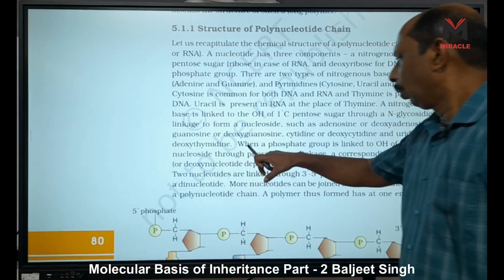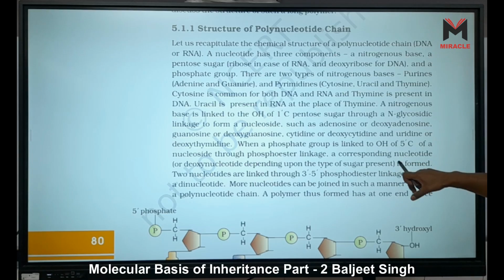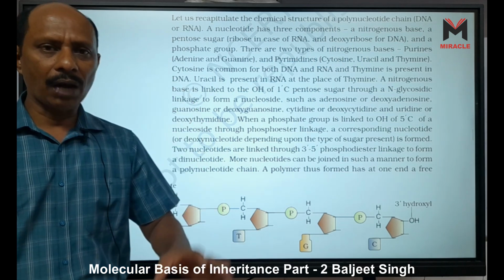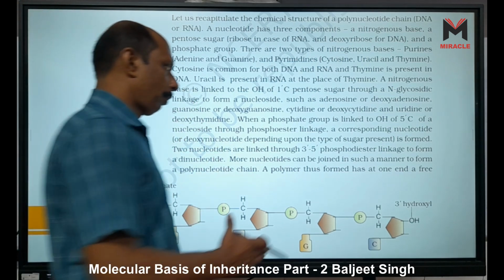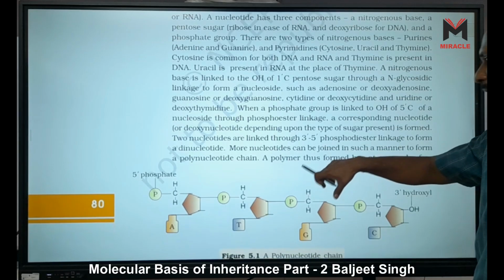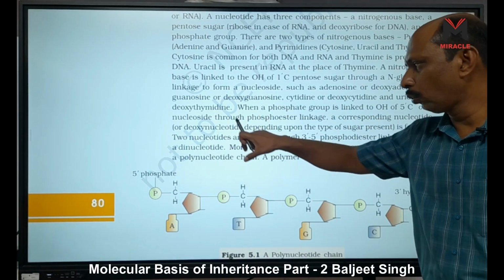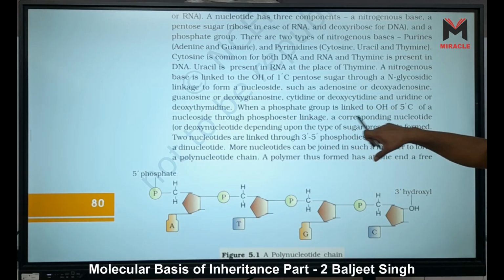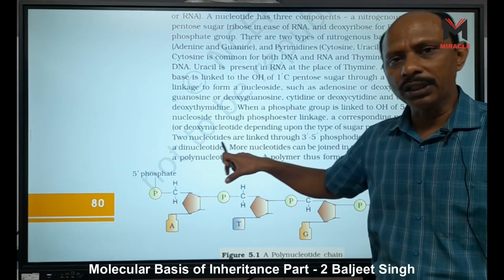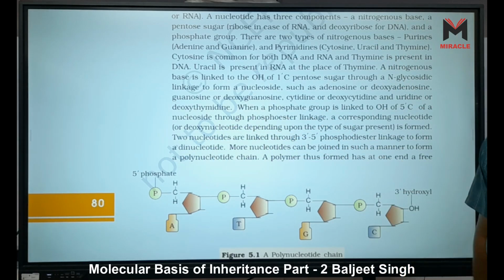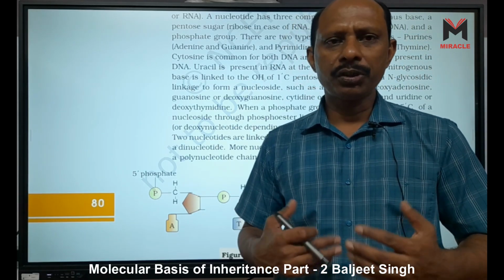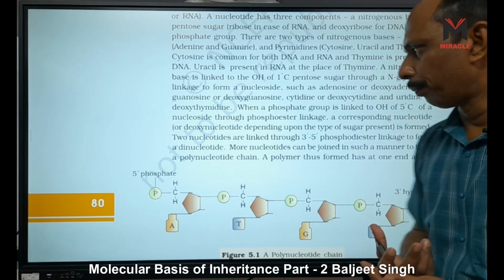Okay. When a phosphate group is linked to the OH group of the fifth carbon, look here, phosphoric acid or phosphate group binds with the fifth carbon of the pentose sugar. Already we know this one, right? Of a nucleoside through a phosphoester linkage, P-O-C, right? Then a corresponding nucleotide or deoxynucleotide is formed depending upon the type of pentose sugar. If it is ribose sugar, a nucleotide is formed. If it is deoxyribose sugar, then a deoxyribonucleotide is formed. Okay.